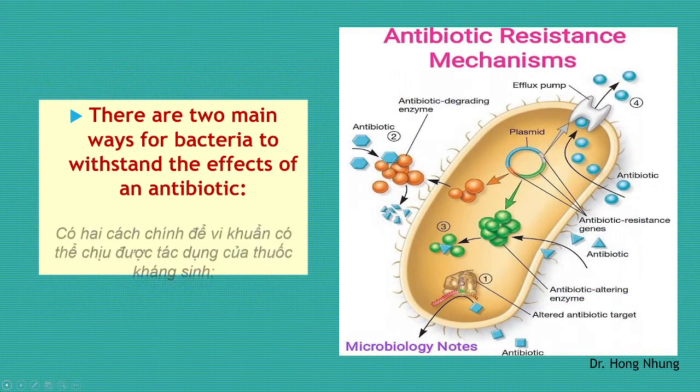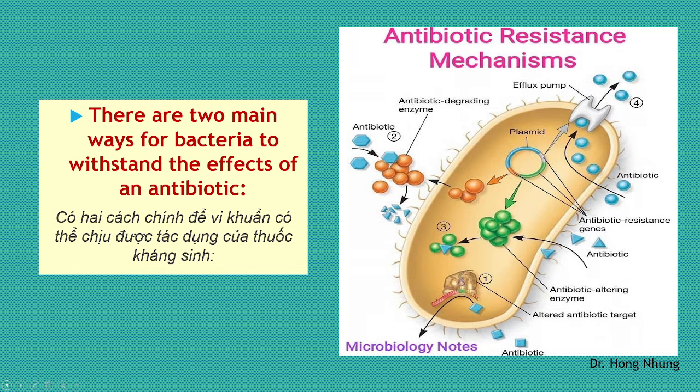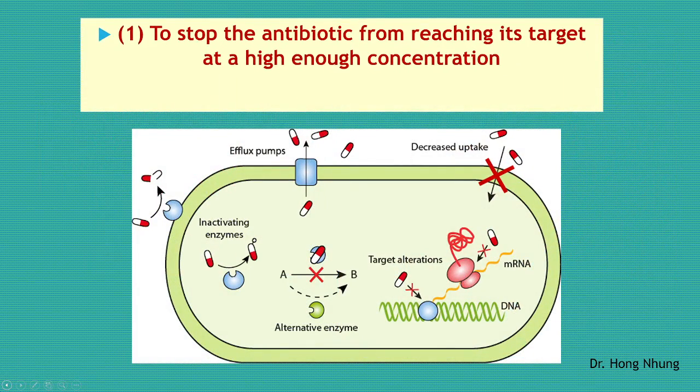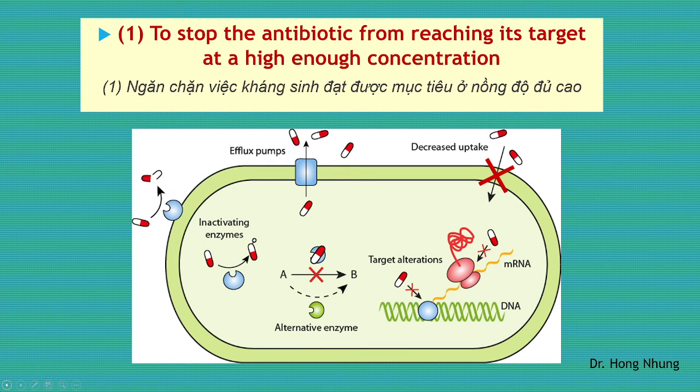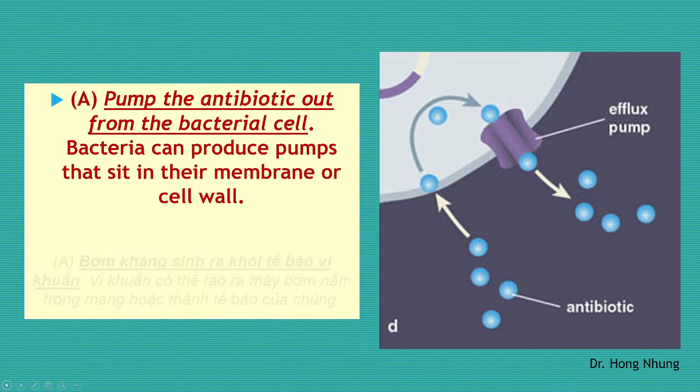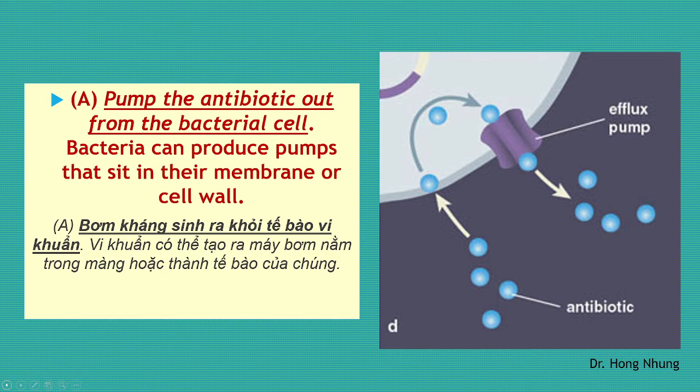There are two main ways for bacteria to withstand the effects of an antibiotic. 1. To stop the antibiotic from reaching its targets at a high enough concentration. A. Pump the antibiotic out from the bacterial cell. Bacteria can produce pumps that sit in the membranes of cell walls.